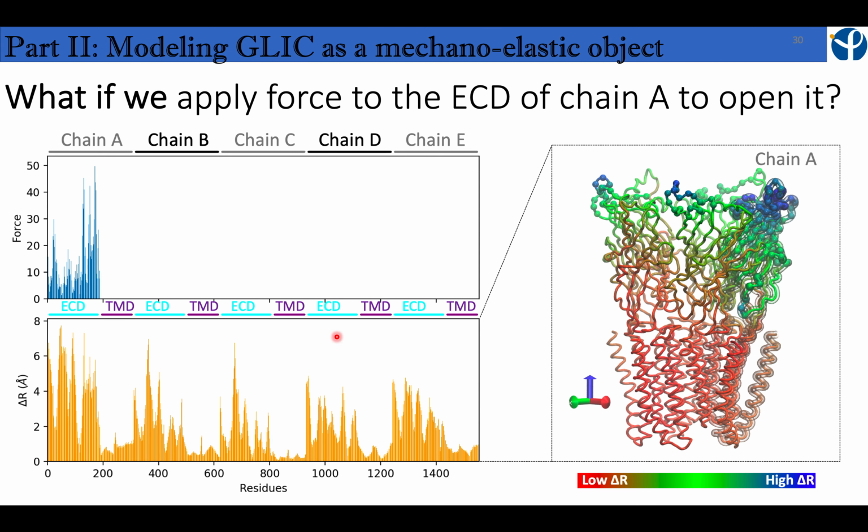And now I am applying a force just to the ECD of chain A, but sorry, I am observing again a decreasing force in ECDs of the neighboring chain. The biggest chain that's affected, as you can see, is the neighbor one. Here, for example, chain B, and the force reduces, but it goes to chain C, etc.